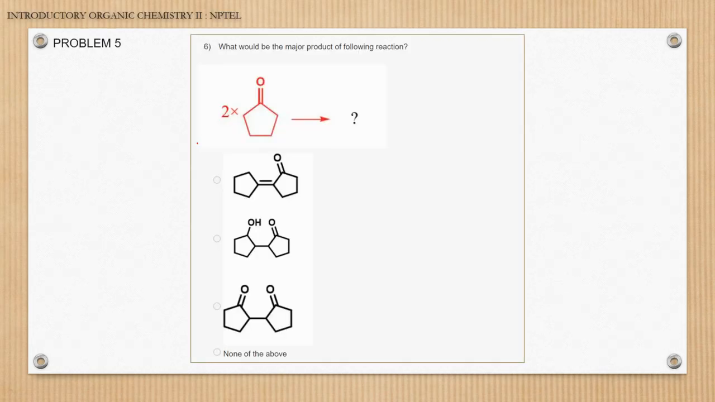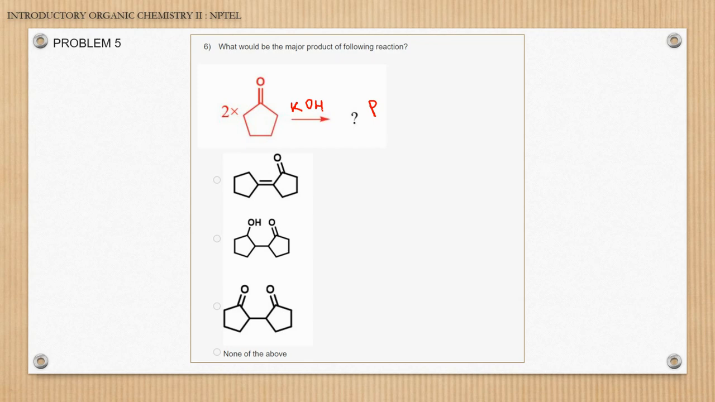This is also a very simple question on similar lines. They are asking what would be the major product of the following reaction. So they have taken 2 molecules of cyclopentanone. Can anyone tell me which reaction this is? They have mentioned KOH as the reagent, which is a base. Aldol condensation reaction. So this is an aldol condensation reaction happening between these two substrates.